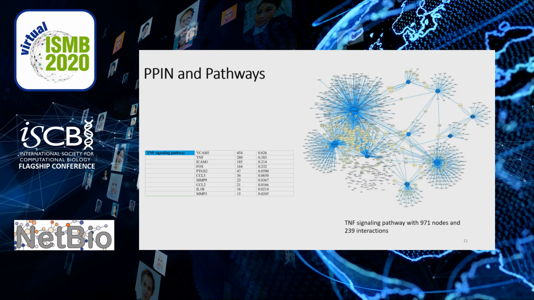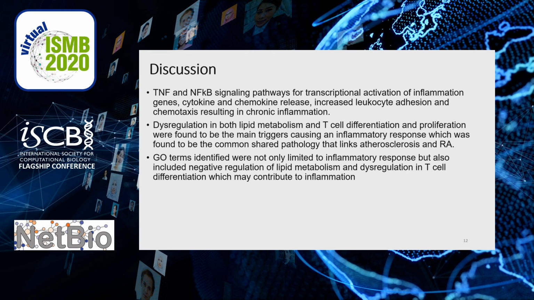This protein interaction network shows the tumor necrosis factor signaling pathway with the nodes and interactions involved with the same inflammation genes, including the vascular cell adhesion molecule, the tumor necrosis factor, and other associated inflammation genes. In addition, we found the interleukin-17 signaling pathway in T-cell differentiation and proliferation. So a possible explanation could be that a dysregulation in both lipid metabolism and T-cell differentiation could cause inflammation.